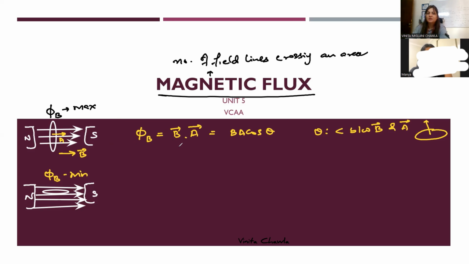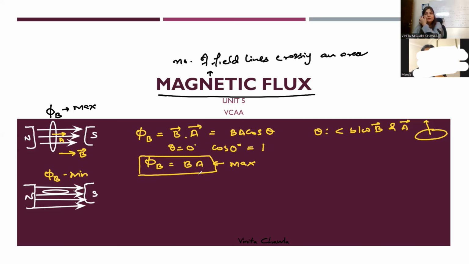Theta is 0 degree in this case, and cos 0 degree is 1. So phi B would be BA. This is the maximum magnetic flux that can be associated with a coil. When the coil is placed perpendicular to the field, it has maximum magnetic flux, since the maximum number of field lines can cross the coil.